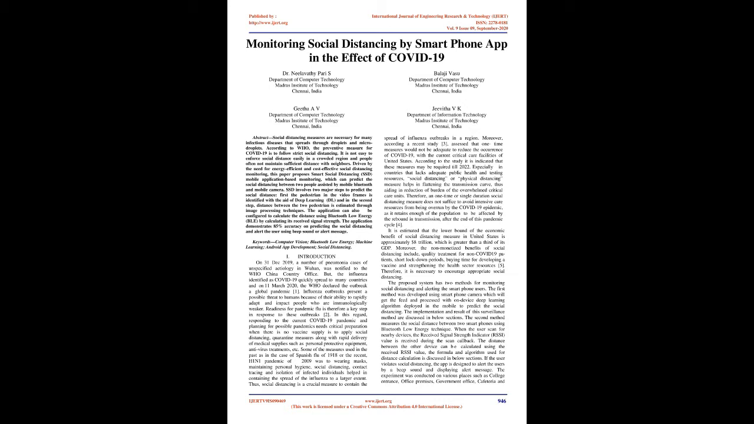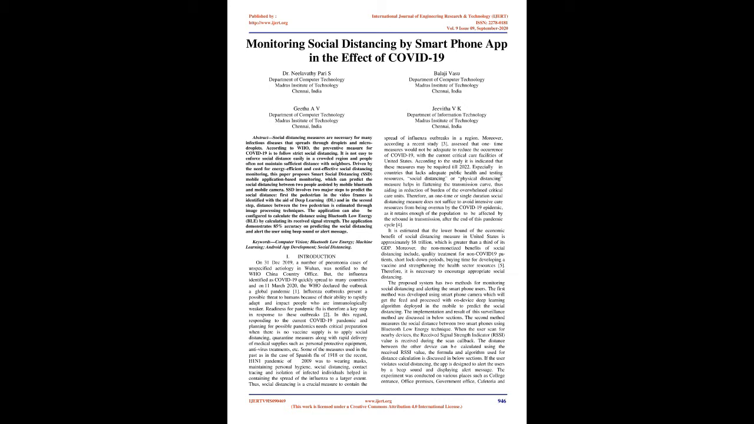Introduction. On December 31, 2019, a number of pneumonia cases of unspecified etiology in Wuhan was notified to the WHO China country office. But the influenza identified as COVID-19 quickly spread to many countries, and on March 11, 2020, the WHO declared the outbreak a global pandemic. 1. Influenza outbreaks present a possible threat to humans because of their ability to rapidly adapt and impact people who are immunologically weaker. Readiness for pandemic flu is therefore a key step in response to these outbreaks too.